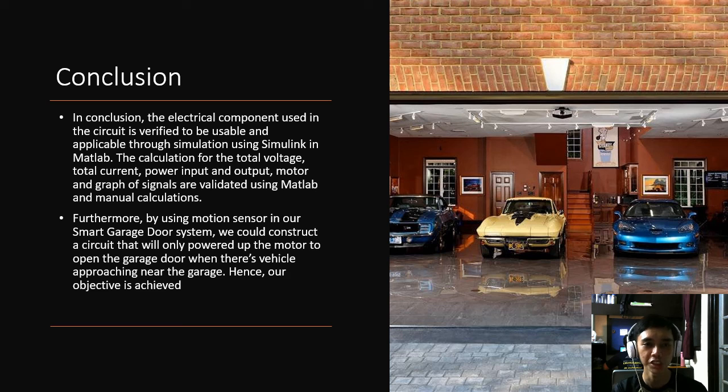Thus, in conclusion, the electrical components used in the circuit are verified to be usable and applicable through simulations using Simulink and MATLAB. The calculations for the total voltage, total current, power input and output, motor and graph of signals are validated using MATLAB and also manual calculations. Furthermore, by using a motion sensor in our smart garage door system, we could construct a circuit that will only power up the motor to open the garage door when there's a vehicle approaching near the garage. Hence, our objective is achieved.